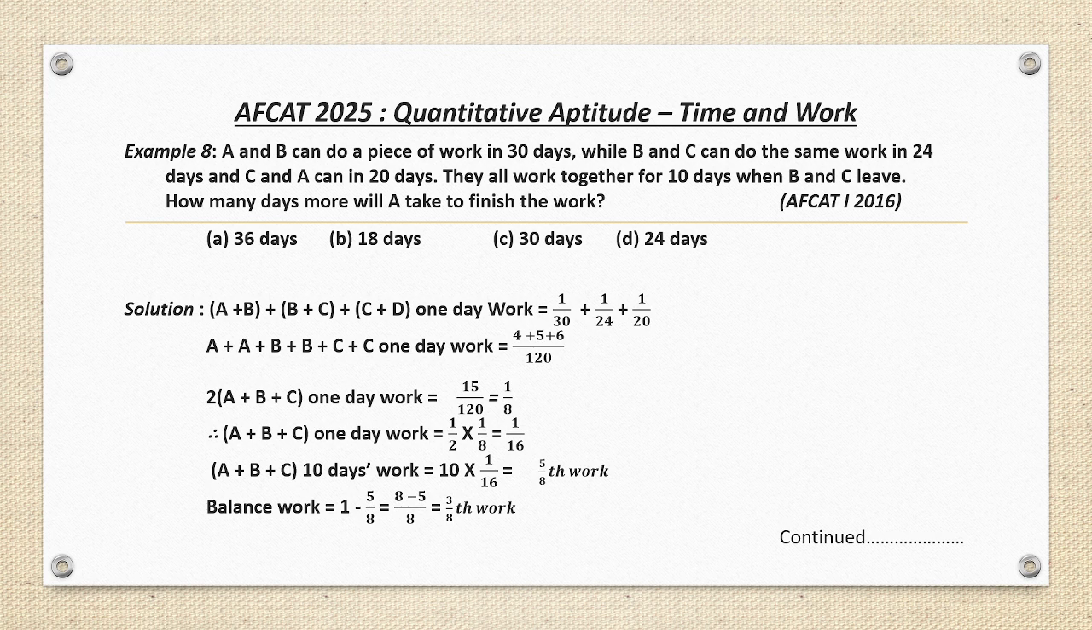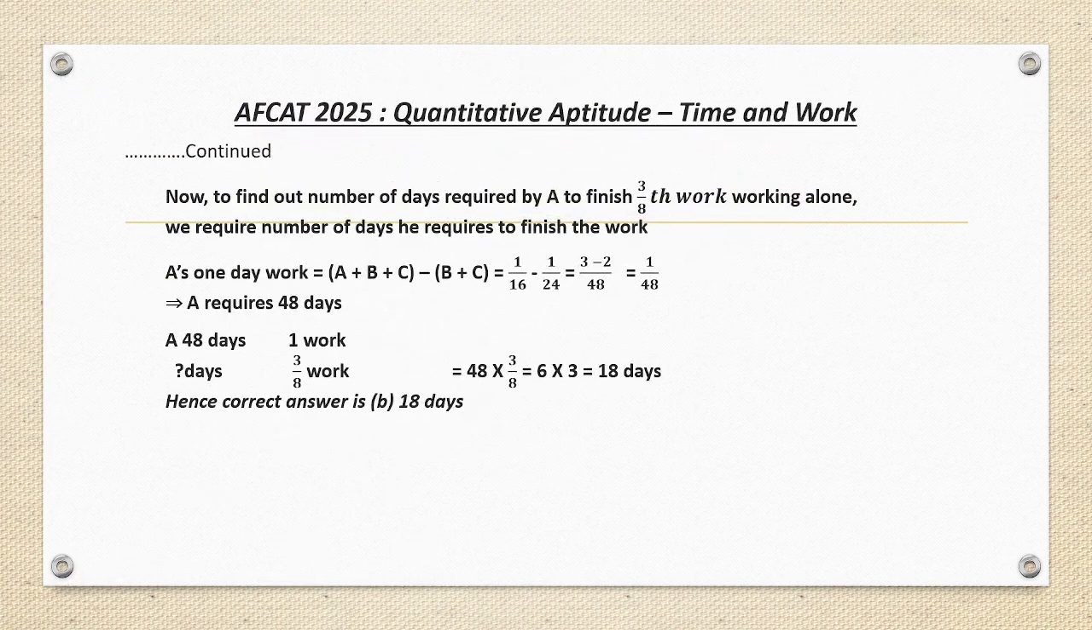Right? Now, we have got A plus B, B plus C, C plus D, but we do not have only A's work. So we have to get A's work. So A's 1 day work, how do we get? A plus B plus C minus B minus C. So A plus B plus C, we already know 1 by 16. And B plus C, we already know 1 by 24, their 1 day work. So 1 by 16 minus 1 by 24 is going to be 1 by 48.